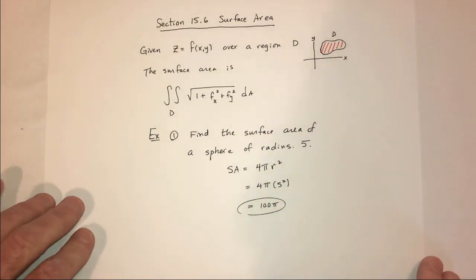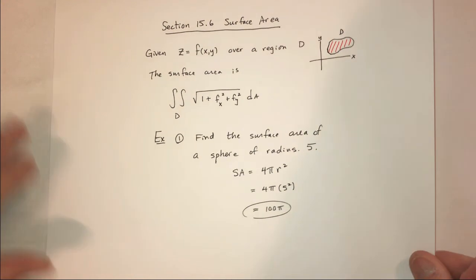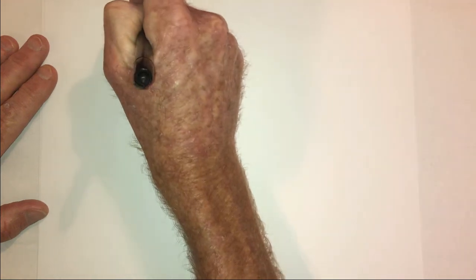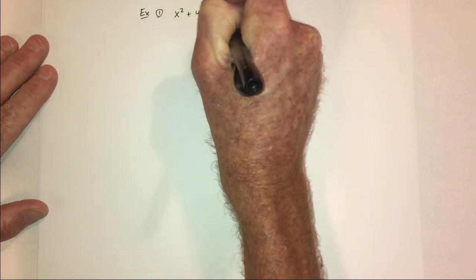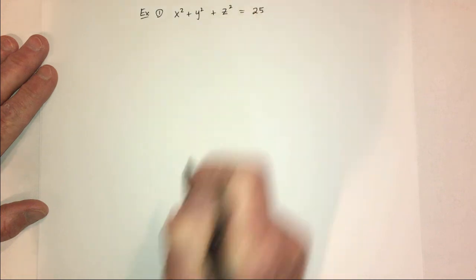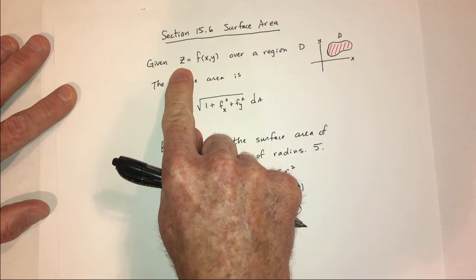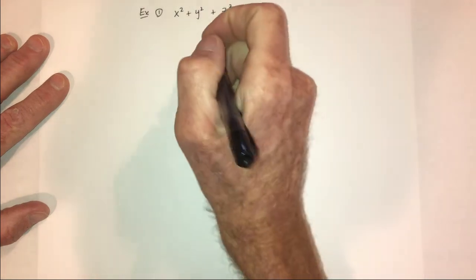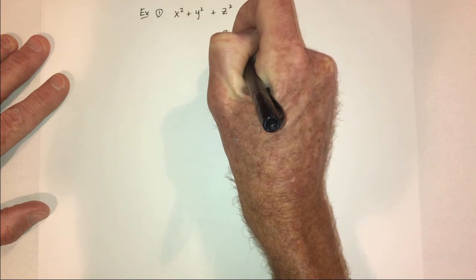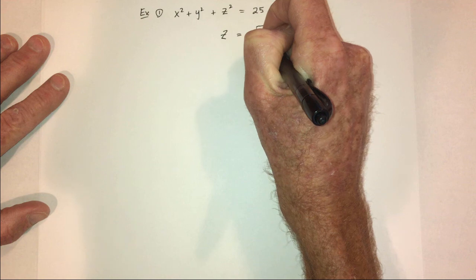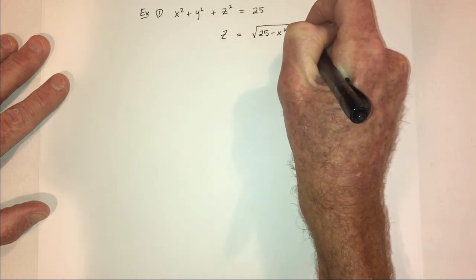Or we could do it the fun way and use third semester calculus and come up with the same answer. So now we'll do that. So for example, number 1, a sphere is x squared plus y squared plus z squared is equal to the radius squared. And the direction said you need to solve for z. So you need to subtract the x squared and the y squared and then take the square root. So z is going to equal the square root of 25 minus x squared minus y squared.